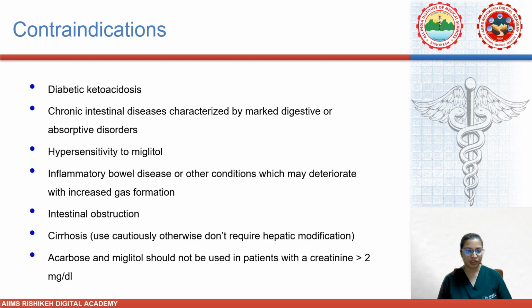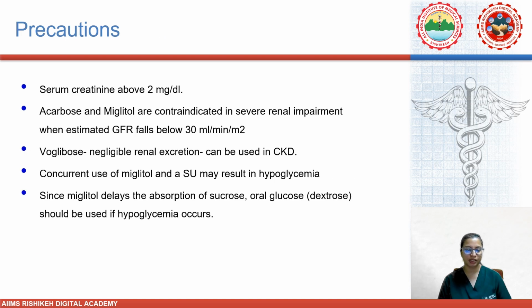Acarbose and miglitol should not be used in patients with creatinine more than 2 mg per deciliter. Acarbose and miglitol are contraindicated in patients with severe renal impairment, especially when GFR falls below 30. However, voglibose has negligible renal excretion and it can be used in patients with CKD.